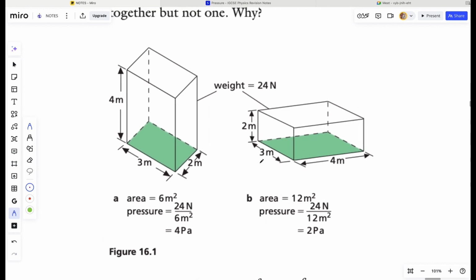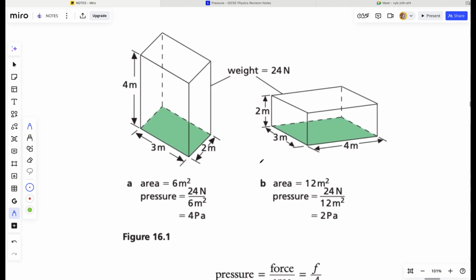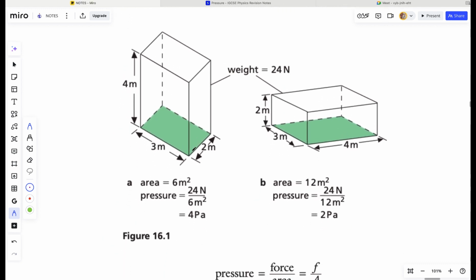And then let's take a look at this. Let's say you have a cuboid like this, standing on the ground. We have one lying flat and we have one standing vertically, and we have the weight of the object. If you look at these two, they are the same, but we are using different faces to stand on the ground. So the one with the bigger surface area will get a smaller pressure. Both of their weights are the same because it's the same object.